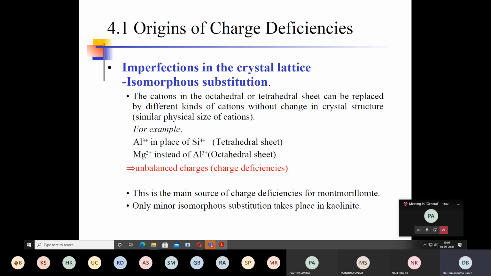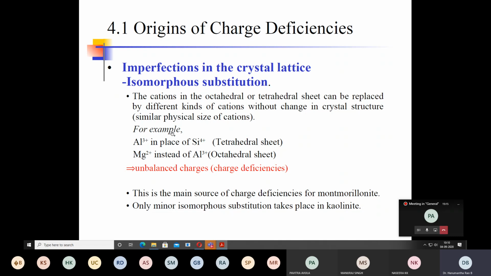Tetrahedral structure, octahedral structure. As I told yesterday, if silica is replaced with any other cation, say for example aluminum Al3+ in place of the Si4+ in the tetrahedral structure, or magnesium Mg2+ in place of the aluminum in the octahedral structure, so if they are replaced at the crystal structure level, then that particular phenomenon is called isomorphous substitution. If the same exchange is occurring on the surface of the particle, then that is called cation exchange capacity. So try to distinguish. You need to have a clear understanding between cation exchange capacity and isomorphous substitution.